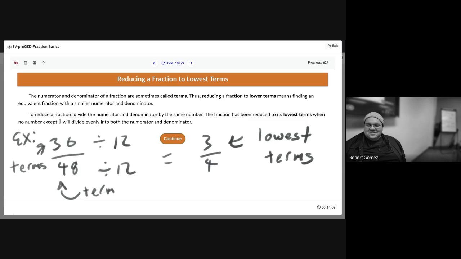So that 36 is sometimes called a term, right? That 48 is sometimes called a term. So these are called terms. And what we did here is we reduced it. So the fraction has been reduced to lowest terms, guys, when no number except for one. This is really important. You might even want to underline that. Where no number except one will evenly divide into both.